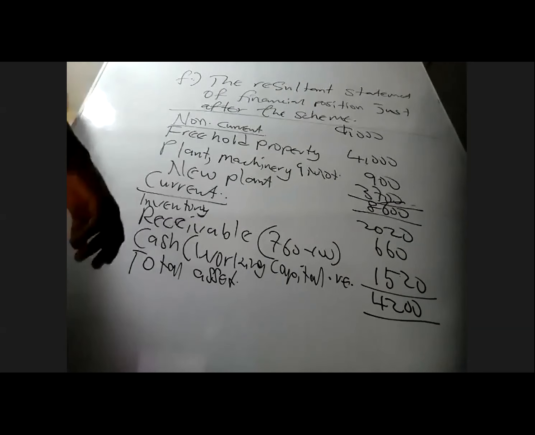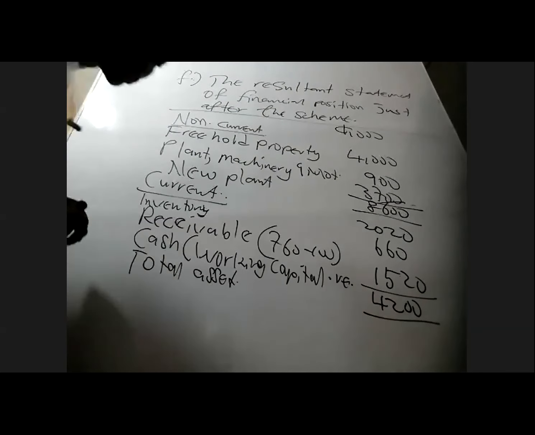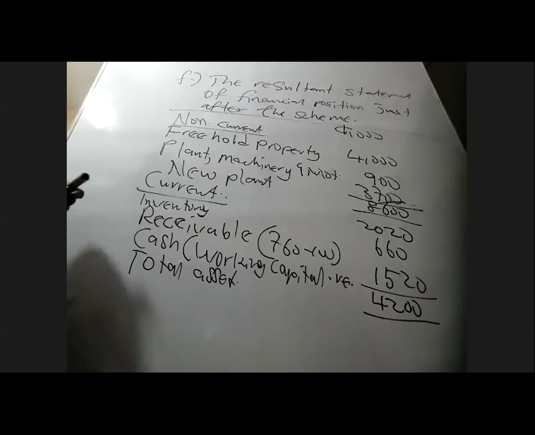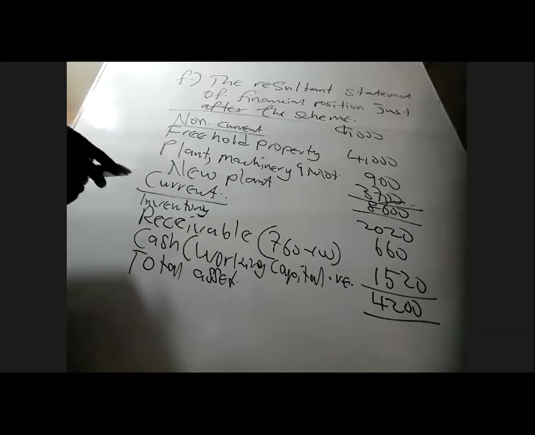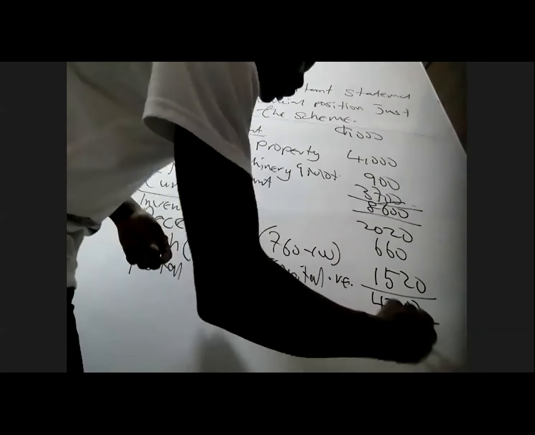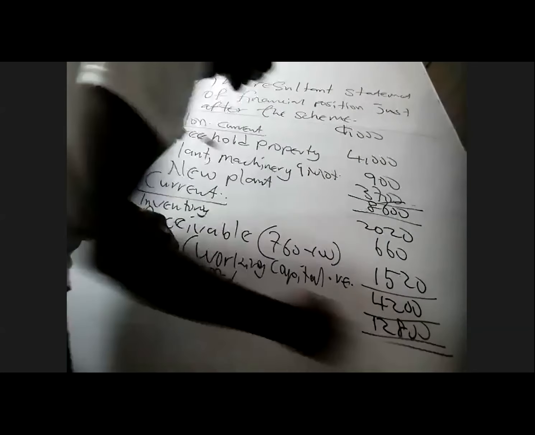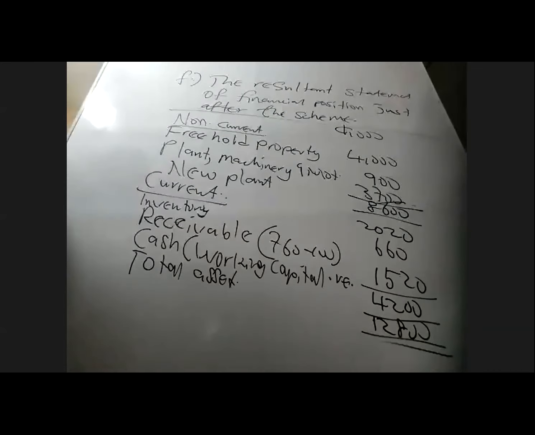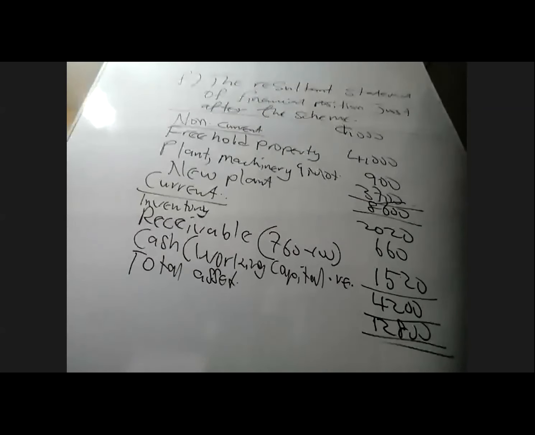Please, what's the total assets? So putting these two together, 12,800. Okay, I'll take that. Then you double underline it. That's 12,800. Good. 12,800. Now let's go to the, what's the name?